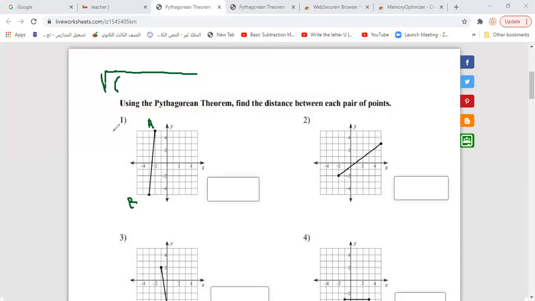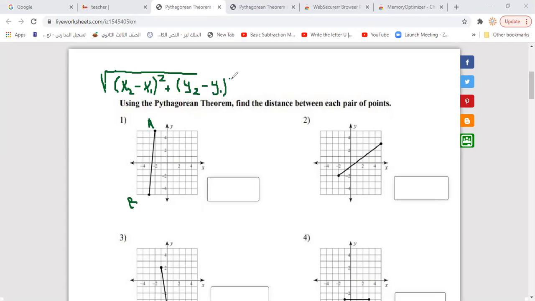Yes. Could you please tell me, Yusuf, the formula? X2 plus X1... No, it's not plus. X2 minus X1, all to the power of 2, plus y1 minus y2... y2 minus y1, all to the power of 2.